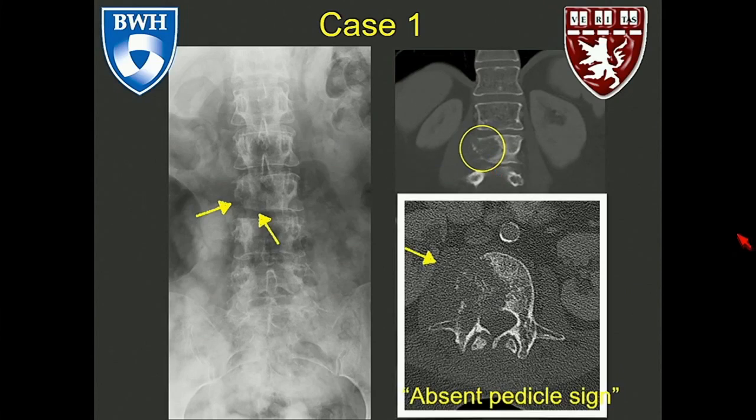And on axial images, you can see that there's a large soft tissue component related to this. And there's destruction of the anterior, middle, and extending into the pedicle of that vertebral body. And many of you will recall that this is the absent pedicle sign.